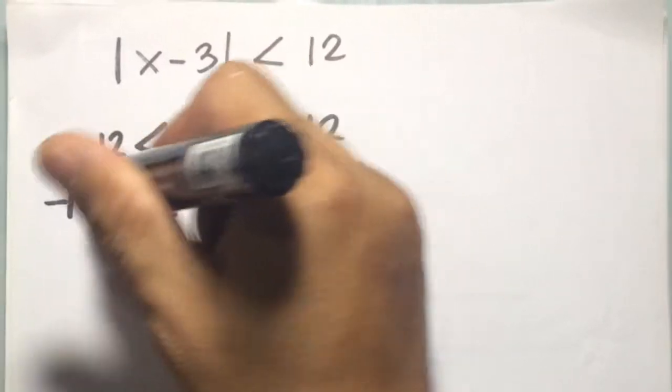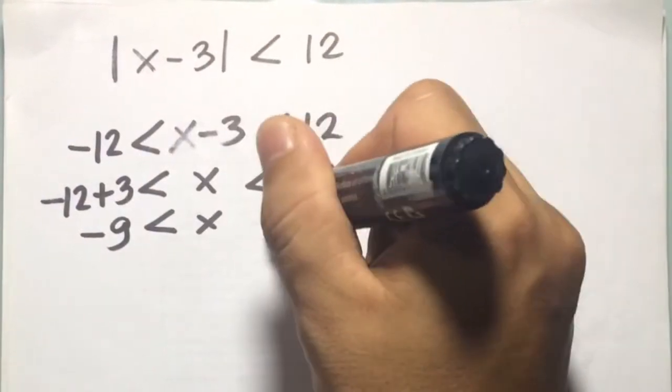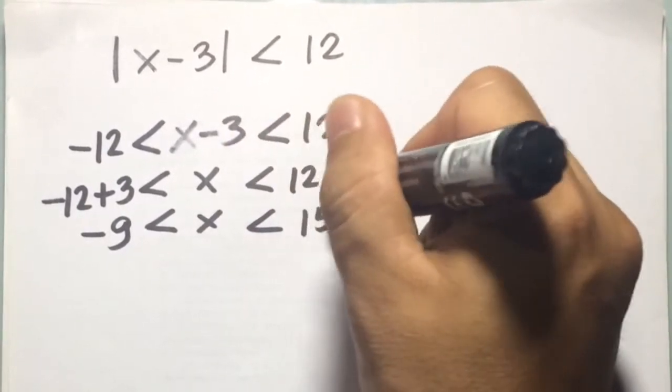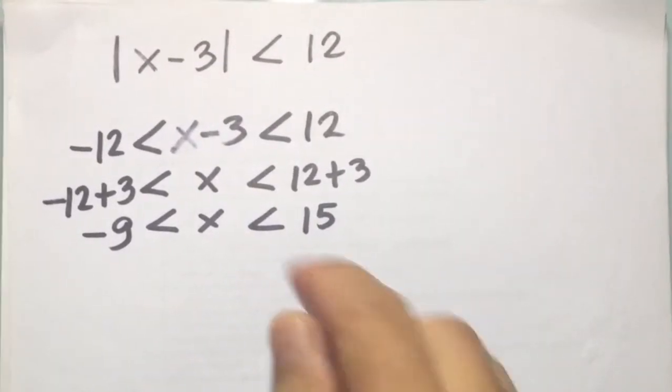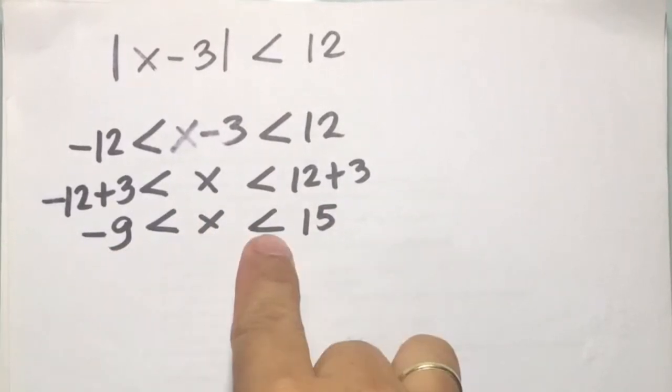x is greater than negative 12 plus 3, that will be negative 9. And in here, 12 plus 3, that will be 15. So this will be your solution. Now, to check if your answer is correct, you can use any values of x that is greater than negative 9 but lesser than 15.